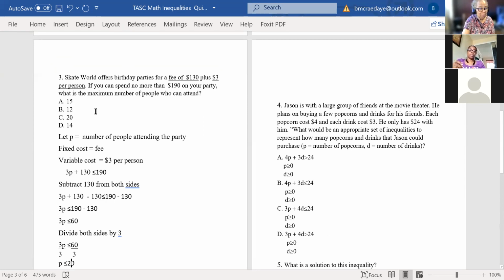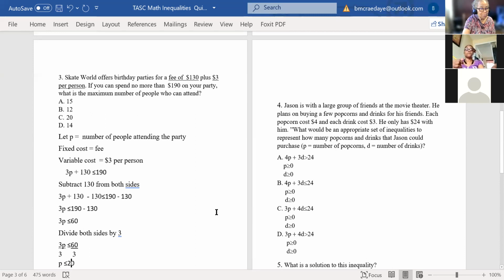So the maximum number of people who can attend is 20, because if you try to go over that, you're going to be over the budget, right? Because if you had 30, you'd have 90 plus 130, or 220, and that's certainly bigger than the 190, right? So the maximum number of people who can attend the party is 20. You can have 20 or less, and you'll stay within your budget.